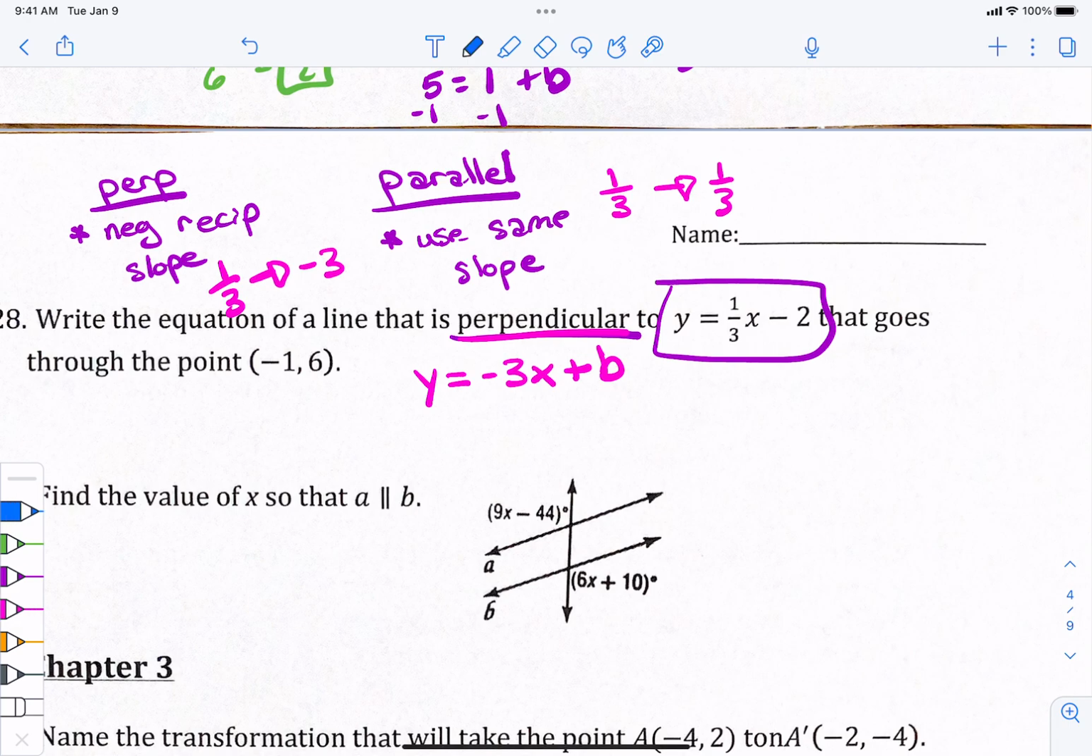B, right? When do I use this negative 2? Where does it come into play? It's just gone. You never use it. The only thing that you use from the original is the slope, okay?